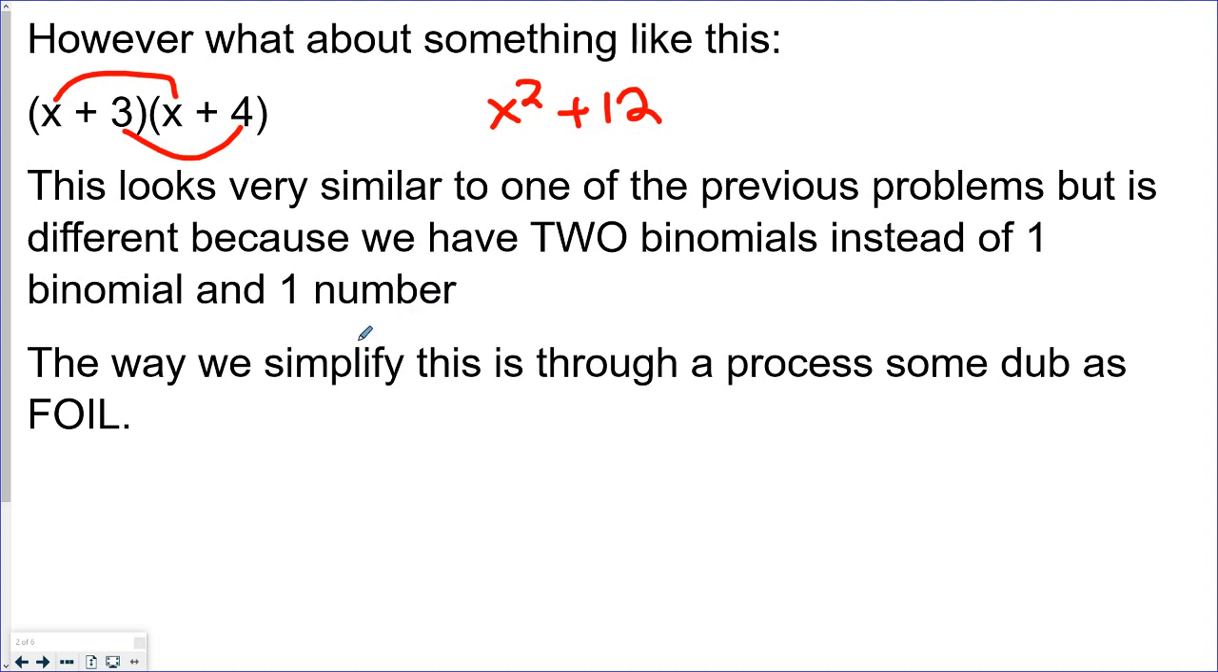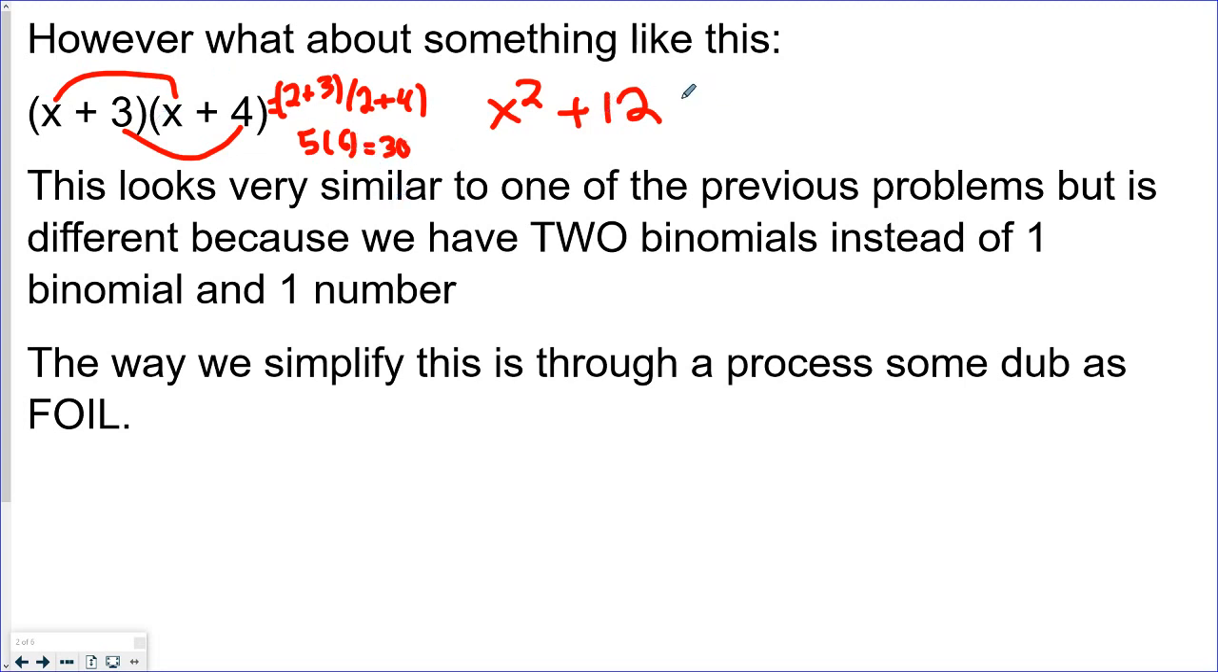So let's see if that works. Because if this works, that means any number I plug in for x up here should give me the same result as if I plugged it in over here. So let's try 2 again. If I replace all my x's with 2, that'd be 2 plus 3 times 2 plus 4. Well, 2 plus 3 is 5, 2 plus 4 is 6, so that would get me 30. All right. So if I plug in a 2, I should get 30.